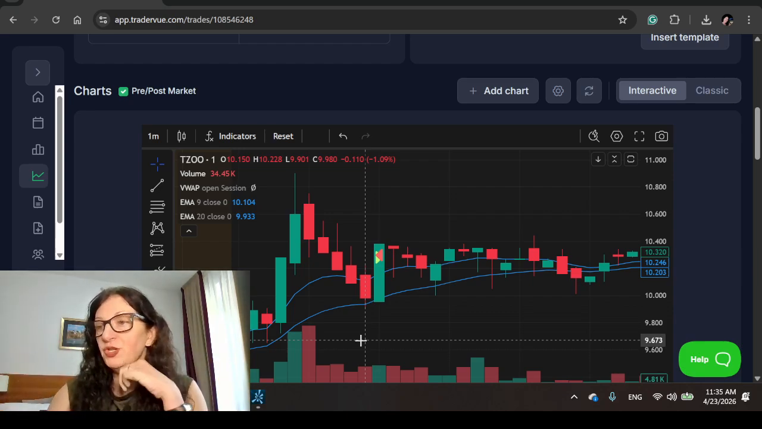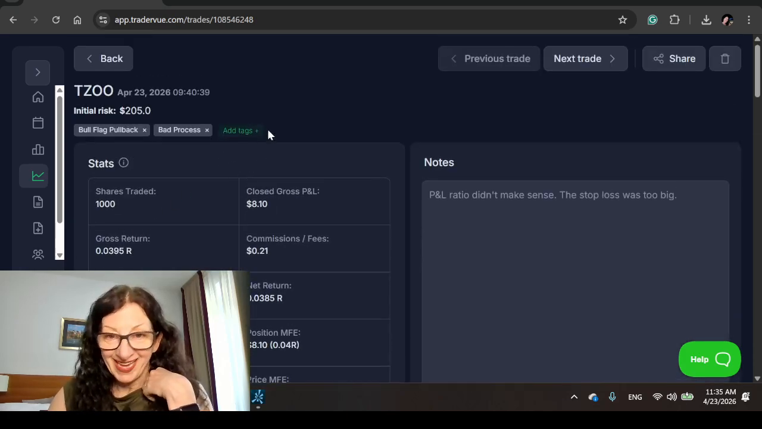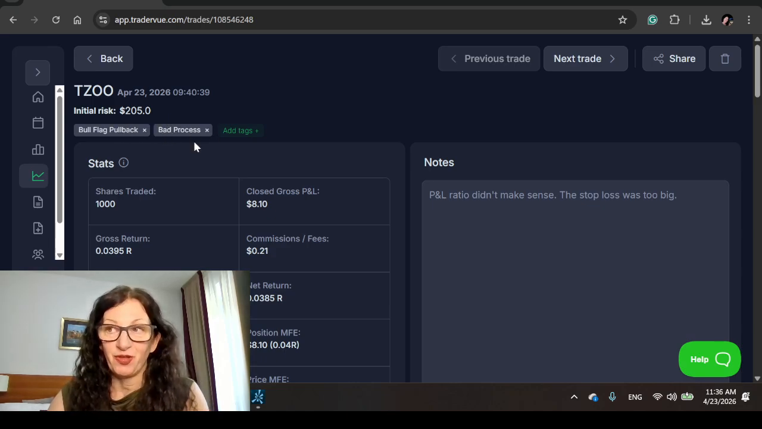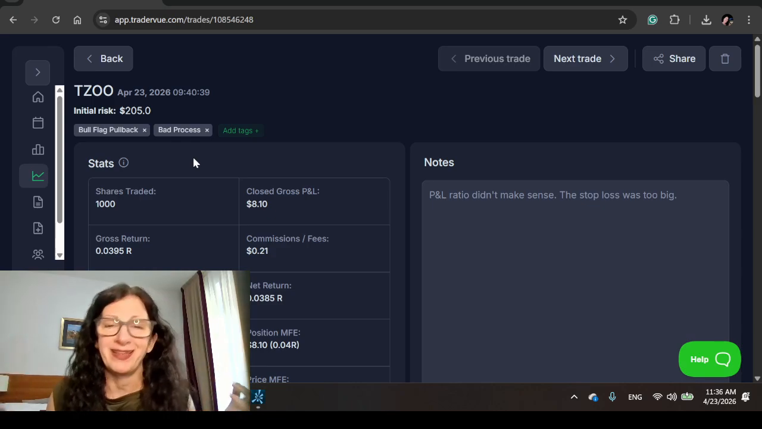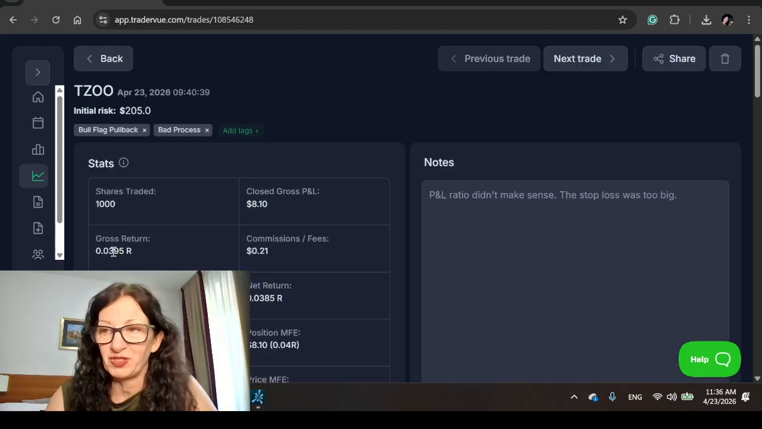Okay, so what I'm doing is I'm tagging my trades with my setup, and I'm also tagging them with good process versus bad process. That's not really a creative tag. I probably should have come up with something a lot more fun. But in this case, and I wrote in my notes, the P&L ratio didn't make sense. The stop loss was too big.